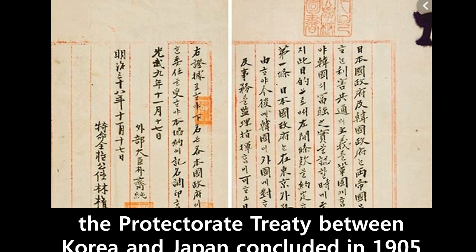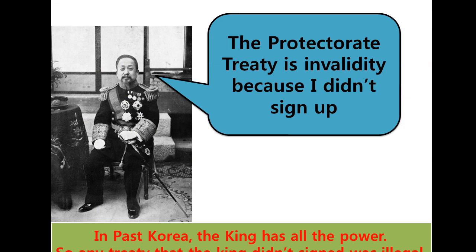After this, in November 1905, Japan forced Korea to conclude the Protectorate Treaty between Korea and Japan. From this treaty, Japan took over Korea's diplomatic rights. In February 1906, Japan established the Residency General to strengthen its power in Korea. But the King of Korea, Gojong, was enraged. Gojong became really angry, and there is a reason.